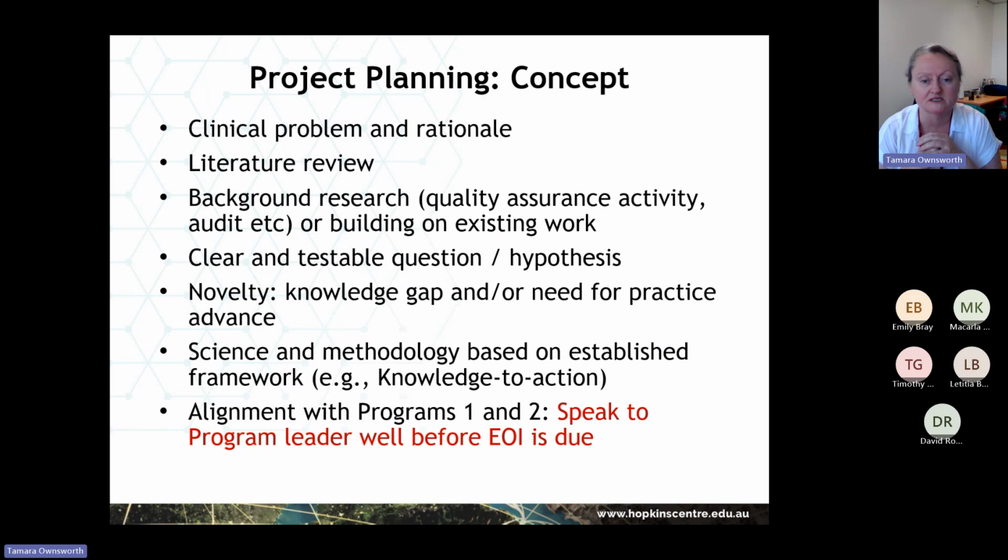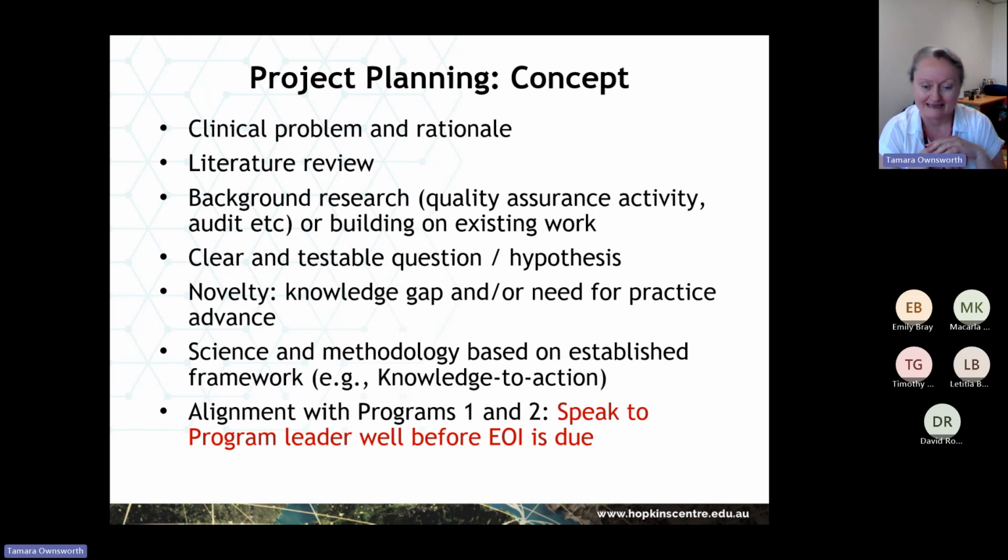As I mentioned, that clear and testable question or hypothesis is really important to guide a seed grant. And we are looking for novelty. So we're looking for new ideas and value add where you would be addressing a knowledge gap or some important area of practice advance. So your project should have rigorous science and methodology based on an established framework. So if you're wanting to do qualitative interviews with people, you should very much be guided by the standards of qualitative research and be connected to the literature on those frameworks.